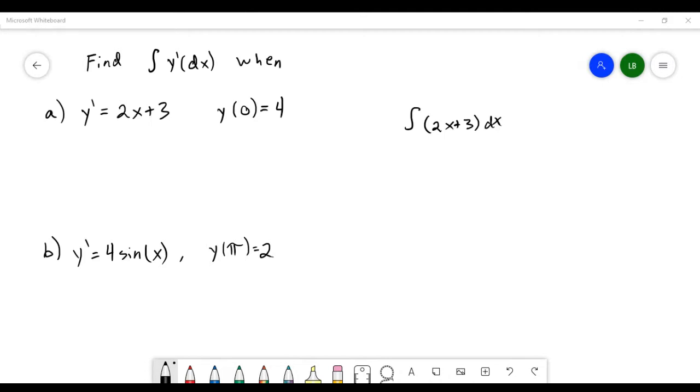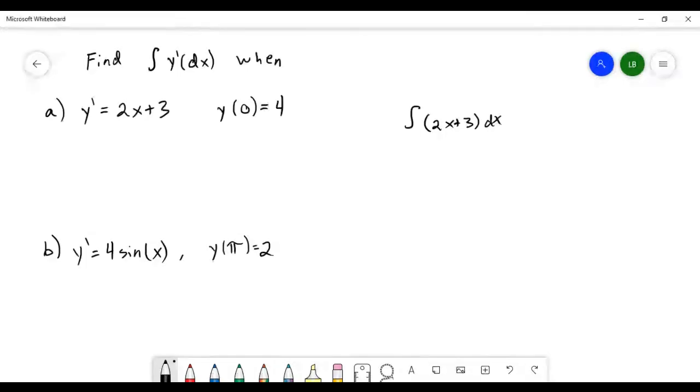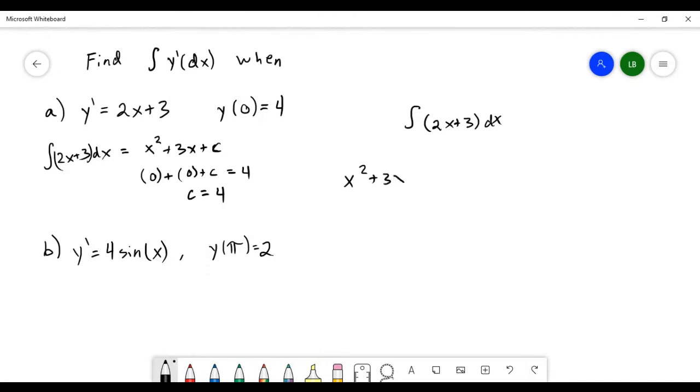First one, you get x squared plus 3x plus 4. All right, good. Let's go over that really quick. We need to do the integral of 2x plus 3 dx, and we get x squared plus 3x plus c. Then we need to plug in 0, so we get 0 plus 0 plus c, and that should be equal to 4. So c is equal to 4. So x squared plus 3x plus 4 is our answer.